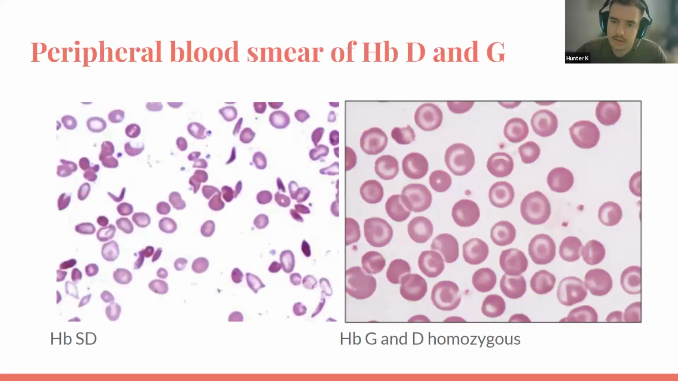So here on the right, we have a blood smear of what HbG and D homozygous would look like. So you'll note the target cells, and over here on the left is HbSD. So we have some sickling.